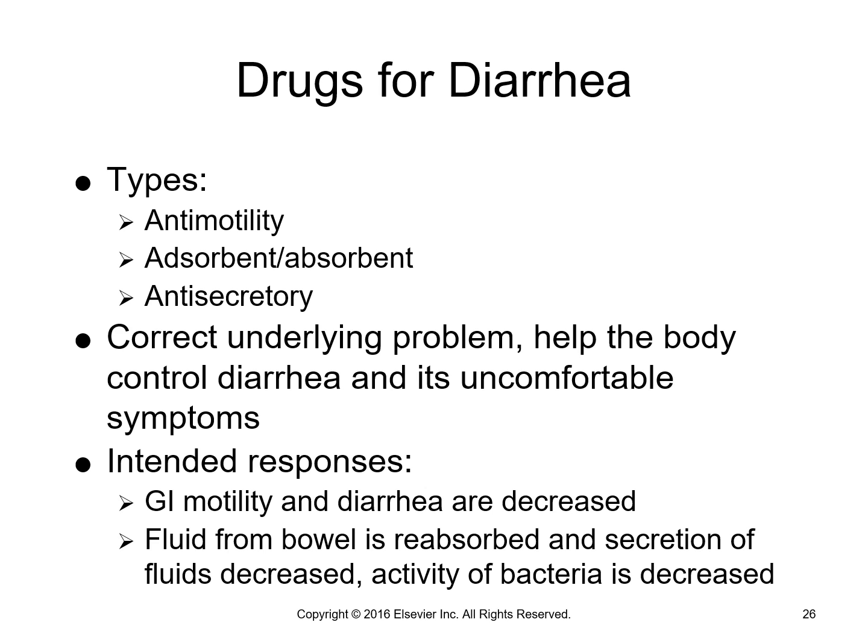Drugs for diarrhea, you have your anti-motility, absorbent and adsorbent, and anti-secretory. So anti-motility includes your loperamide or Imodium. These medications correct any underlying problems and help the body control the diarrhea and its uncomfortable symptoms. Intended response is for GI motility and diarrhea to be decreased. Fluid from the bowel is reabsorbed, excretion of fluids decreases, and activity of the bacteria is also decreased.